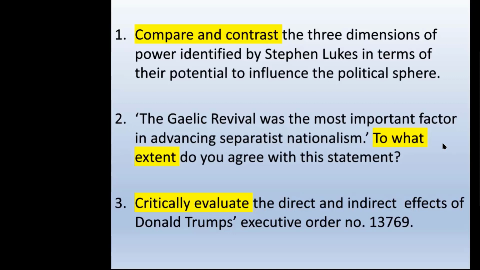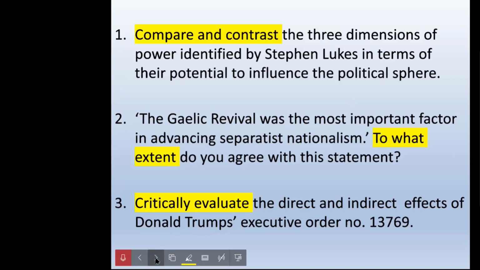The third one is critically evaluate. Give a score out of 10 for the direct and indirect effects of Donald Trump's executive order, and so on. So this one, we're given a score out of 10. Why do I keep saying 9 out of 10? We give a score out of 10 for that.